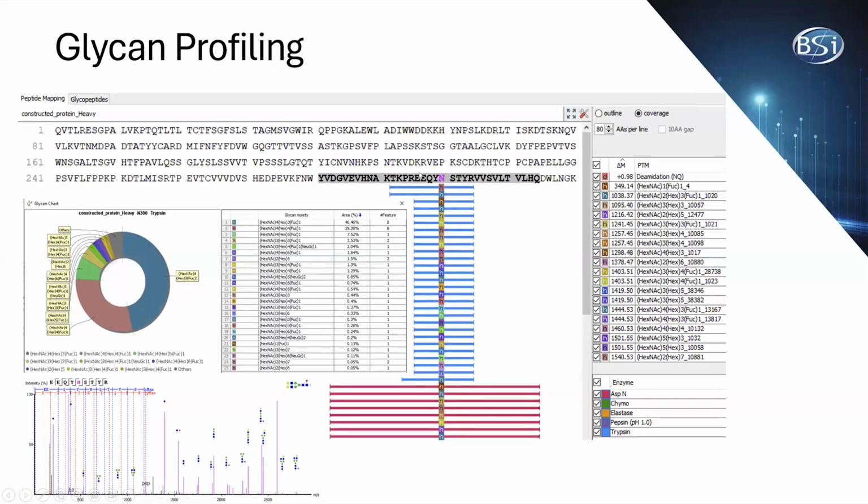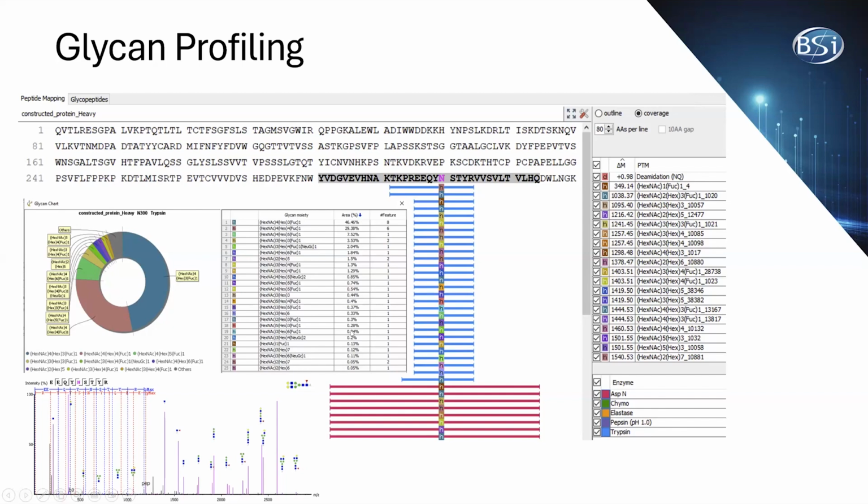This glycan profiling result is included in our standard report. So we can retrieve all the N- and O-linked glycans actually that are attached to heavy or light chains, and we'll report all those glycan moieties.